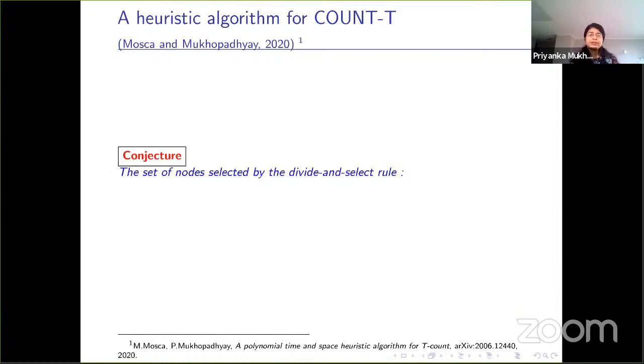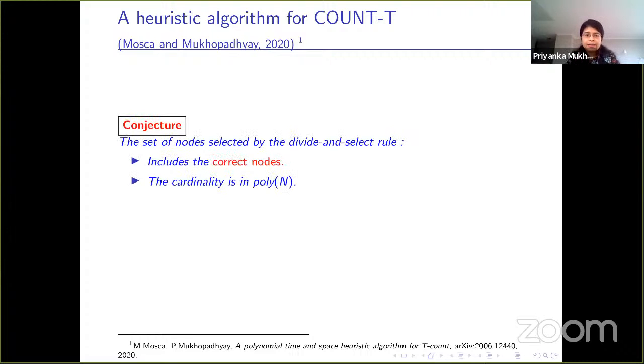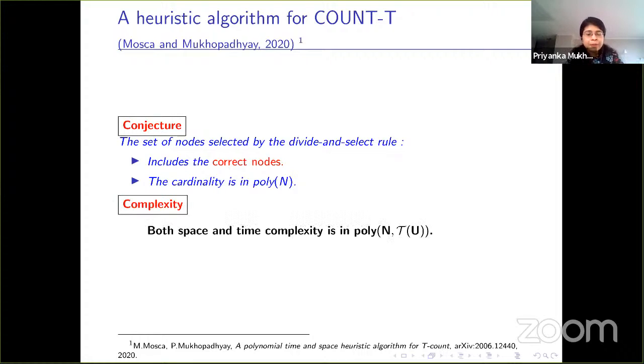And our conjecture is that the set of nodes which have been selected by these divide and select rules always include the correct nodes. That is, the unitaries in those nodes occur in a minimal decomposition of the channel representation of U. And the cardinality is always polynomial in capital N. So the tree is always bounded in size. This gives the space and time complexity of our algorithm as some polynomial in capital N and the T count of U, because we need so many iterations.